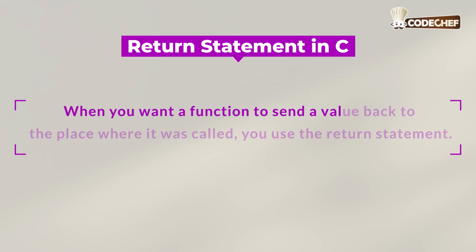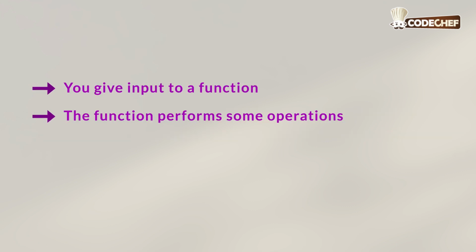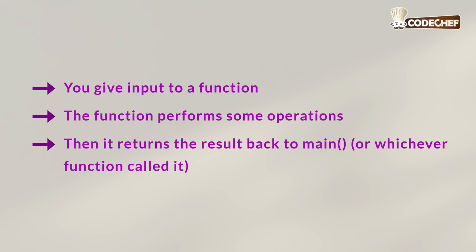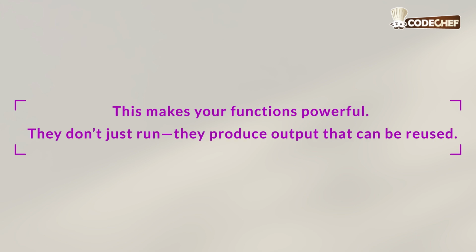Return statement in C. When you want a function to send a value back to the place where it was called, you use the return statement. Think of this like you give input to a function, the function performs some operations, and then it returns the result back to main, or whichever function called it. So this makes your functions powerful. They don't just run, they produce output that can be reused.